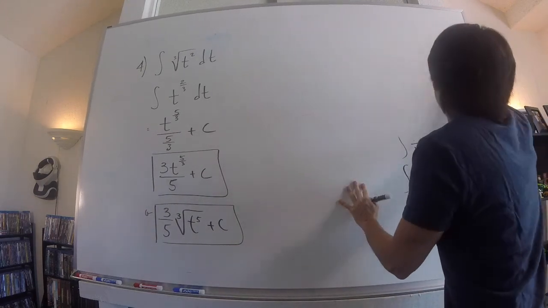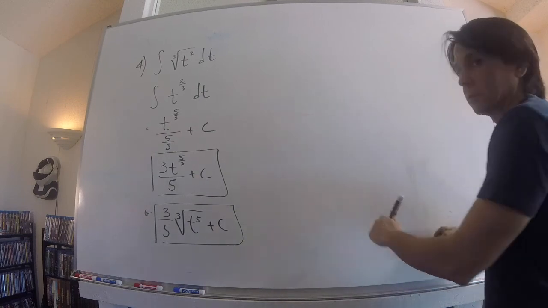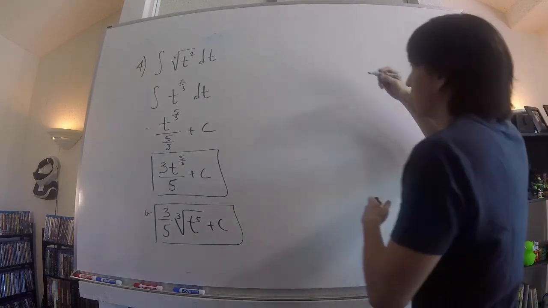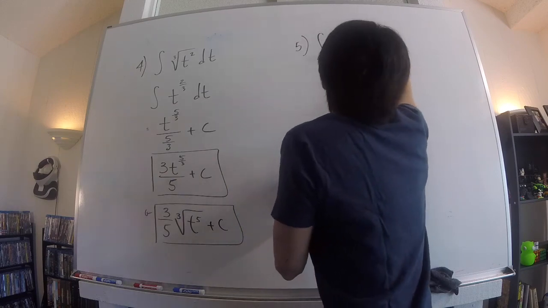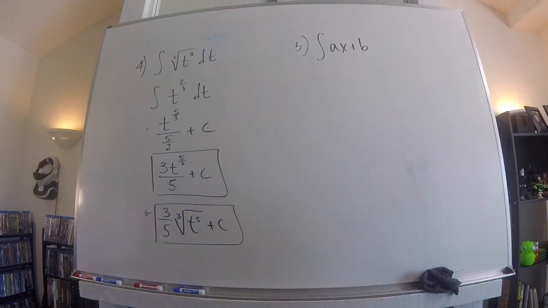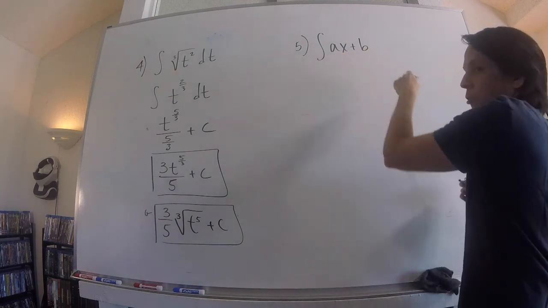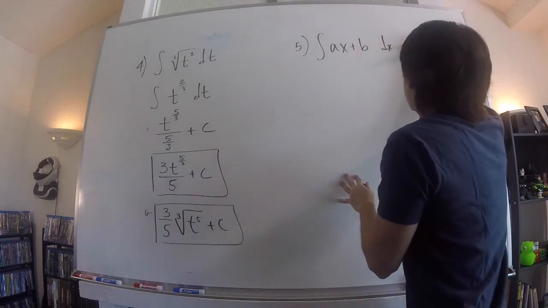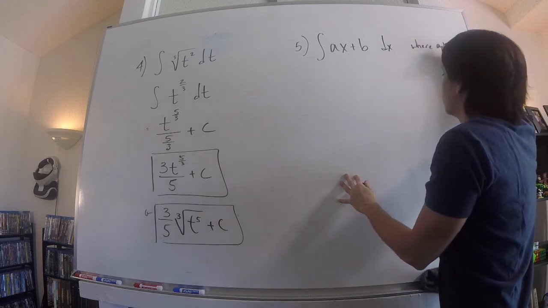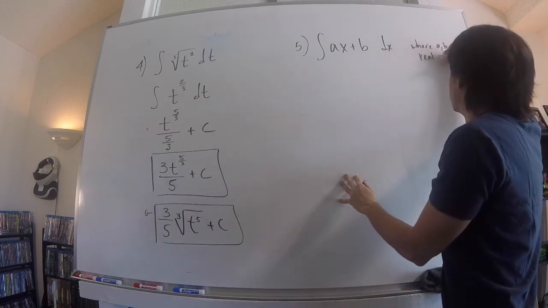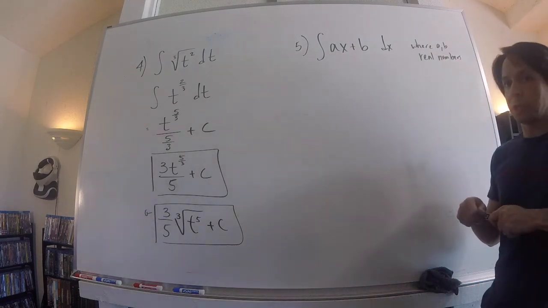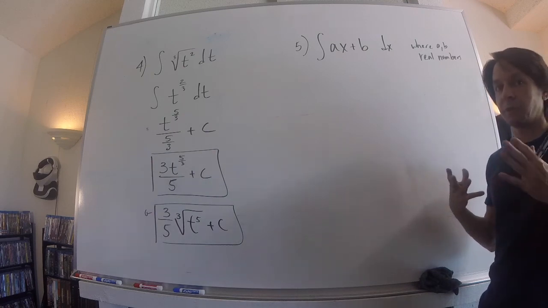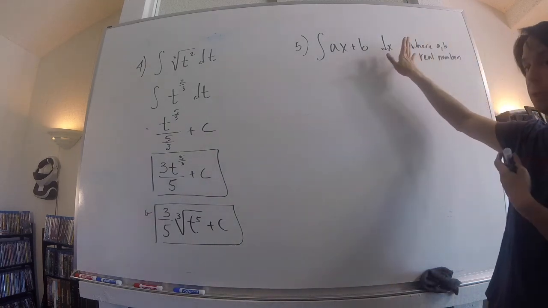Number 5. It didn't come up, but I did want to make sure that you can handle these situations where they throw an integrand at you that has constants that aren't specified. Ax plus b dx, where a and b are just real numbers or constants. It's possible they want you to integrate something with respect to a or with respect to b, if they're variables, but they're constants, and you know you're not doing that because it says right here.